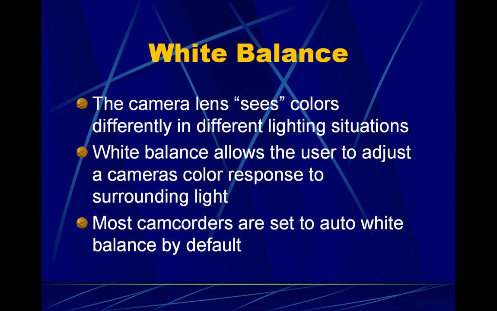Alright, let's talk white balance for a minute. White balance is essentially when we're talking about the camera seeing colors, and the camera lens sees colors differently in different lighting situations. It's something we call color temperature. So what white balance does is it allows the user of the camera to adjust the color response to surrounding light.